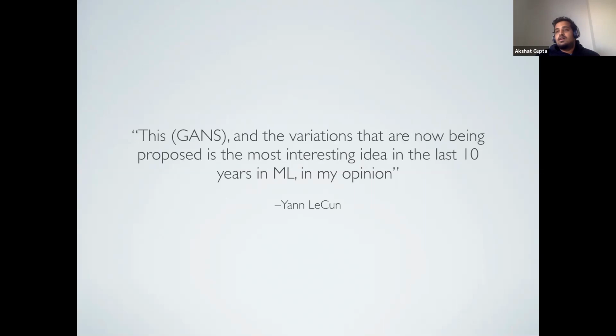So GANs, I'm pretty sure a lot of you have heard about GANs. They have been quite popular. Deepfakes especially have taken over a lot of things. You must have seen a lot of fake videos of people speaking things that they would never speak, and all of that is possible with GANs. This is a quote from Yann LeCun, who says that GANs and adversarial training in general in machine learning have been the most interesting idea in the last 10 years in ML.